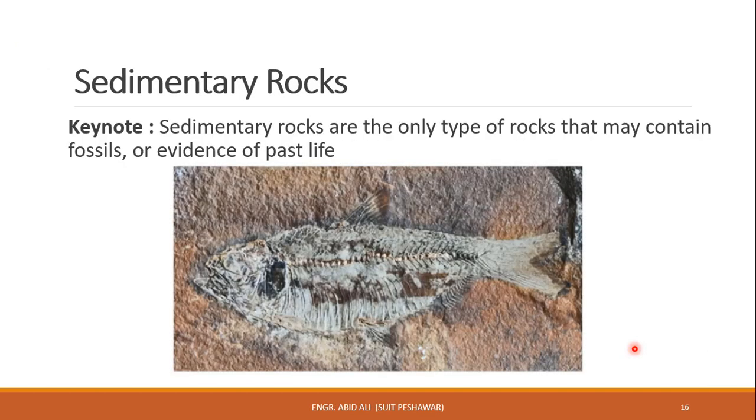One more key note about sedimentary rock is that they are the only type of rock that may contain fossils or evidence of past life. So if you see a rock with a fossil in it, you know automatically it must be a sedimentary rock. The reason being the processes that involve the formation of igneous and metamorphic rock involve a lot of heat and pressure, and so these processes would destroy any fossil that existed. Therefore, the only type of rock that really commonly contains fossils are sedimentary rocks.